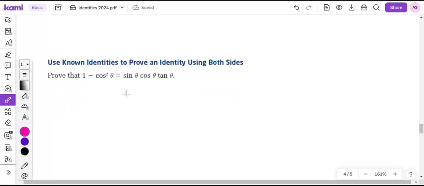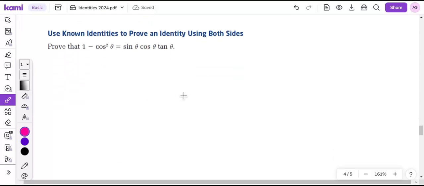Oh boy. We're going to prove that 1 minus cos squared theta is equal to sine theta times cosine theta times the tan of theta. Now, for me, I look at either side there and I say, those two sides are about comparable in how complex they are. It's okay when you're proving an identity to actually work with separate sides at the same time. Here's what I mean by that.